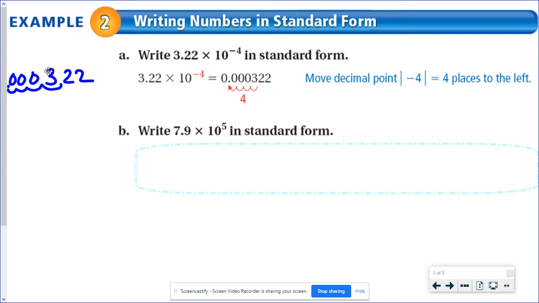For letter B, 7.9 times 10 to the 5th. So the 5 is telling me it's going to be moving 5 places. My decimal is starting between the 7 and the 9. So it takes 1 place just to get after that decimal. And then I need 4 more places to move 5 places total. So there's 1, 2, 3, 4, 5.